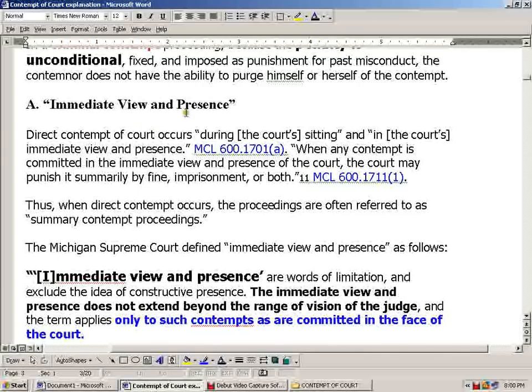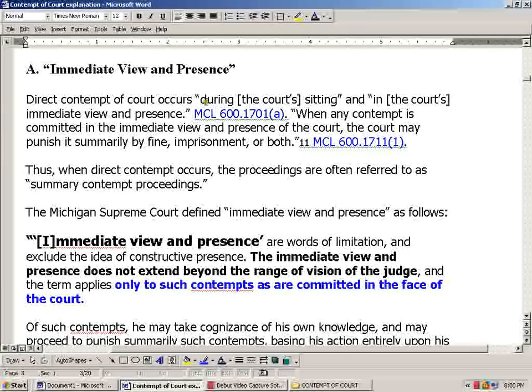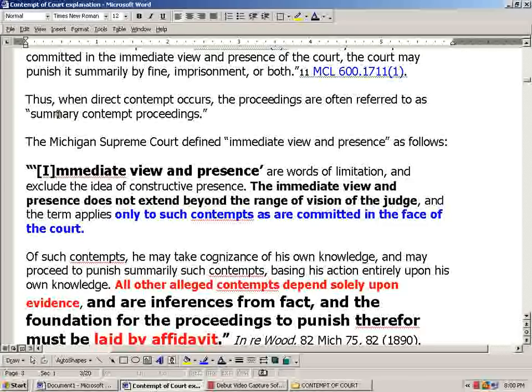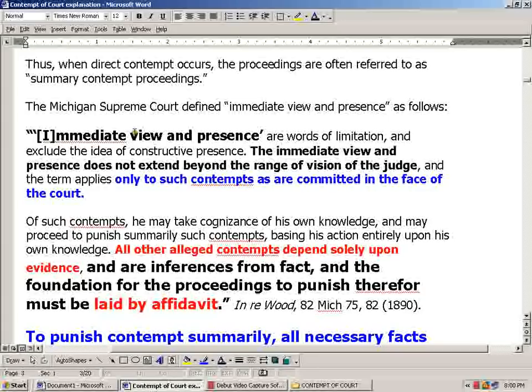Immediate view and presence. Direct contempt in court occurs during the court's sitting and in the court's immediate view and presence. When any contempt is committed in the immediate view and presence of the court, it may punish it summarily by fine, imprisonment, or both. Thus, when direct contempt occurs, the proceedings are often referred to as summary contempt proceedings. If it happens in the courtroom, in front of the judge's eyes, it's a summary contempt. If it happened out of the courtroom, although it's in front of the judge's eyes, it's indirect contempt.